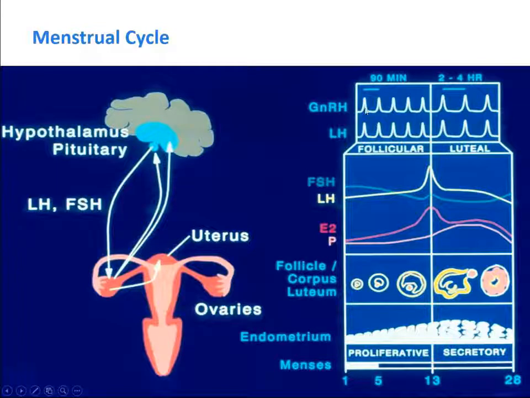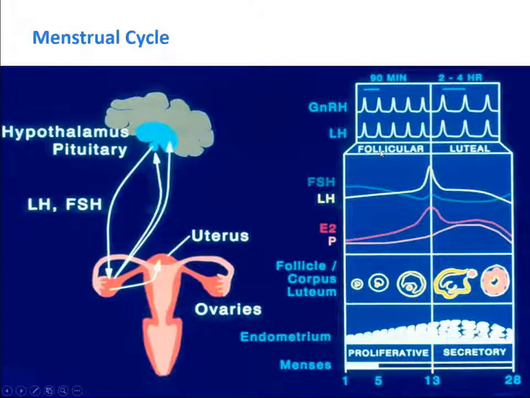And when all works well, in the follicular phase, we have a pulse frequency that approximates one pulse every 90 minutes. And then under the influences of estradiol and progesterone, we see a slowing and enlarging of the pulses. So the pulse amplitude goes up and the pulse frequency goes down. And this is what you see in the luteal phase.